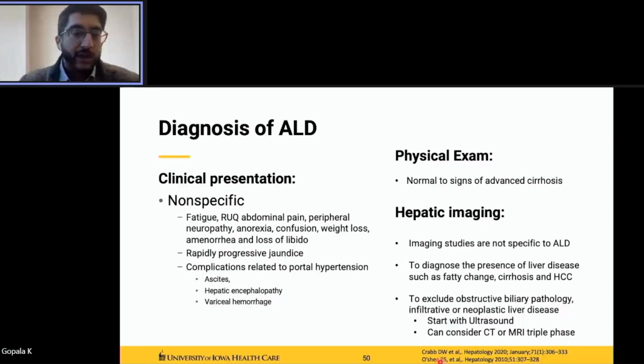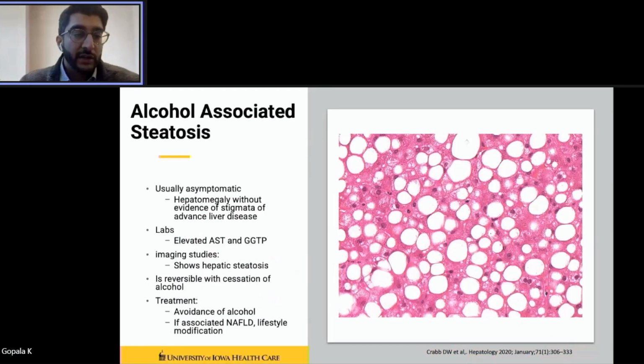And alcohol-associated steatosis, again, you can have elevation of AST greater than ALT from 1.5 to 2 times upper limit of normal, some alk phos elevation. But basically, they have fat in the liver, which causes inflammation. And this is reversible with lifestyle modifications and abstinence from alcohol.